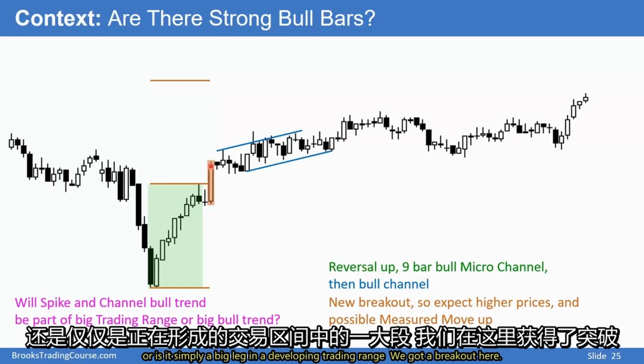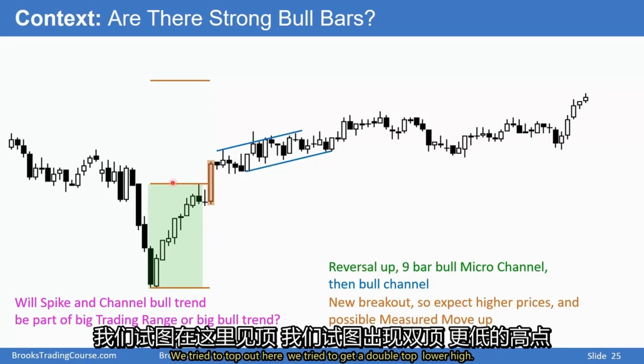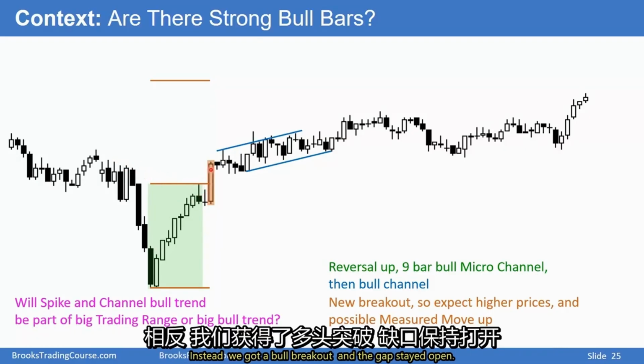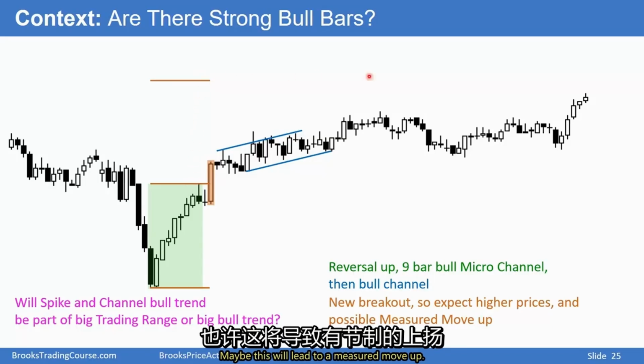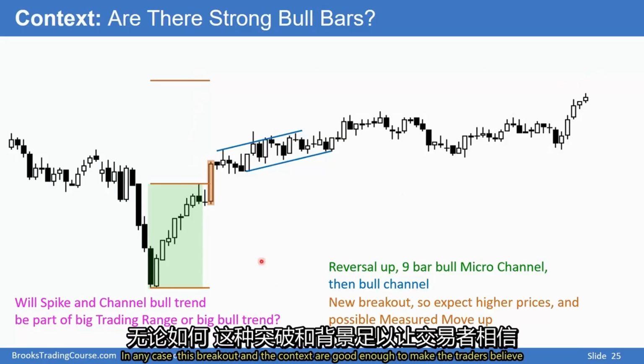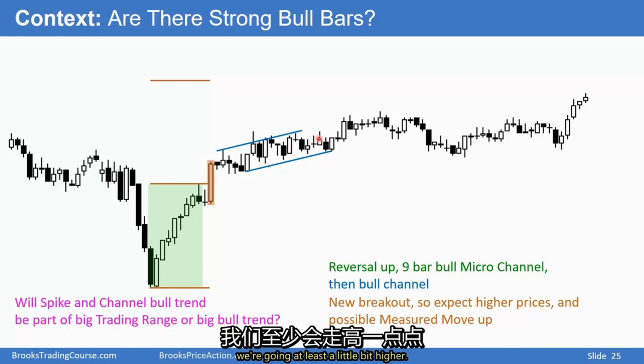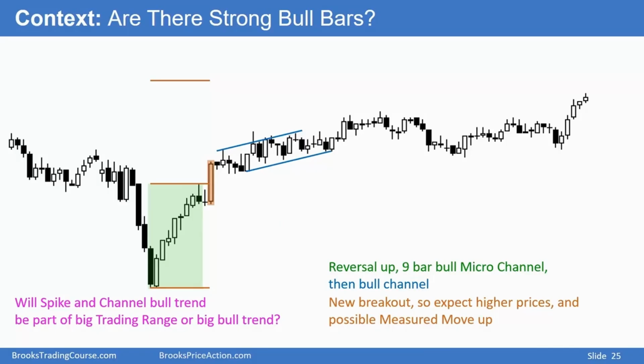We got a breakout here. We tried to top out here. We tried to get a double top, lower high. Instead, we got a bull breakout, and the gap stayed open. The pullback here stayed above that low. Maybe this will lead to a measured move up. In any case, this breakout and the context are good enough to make the traders believe we're going at least a little bit higher.